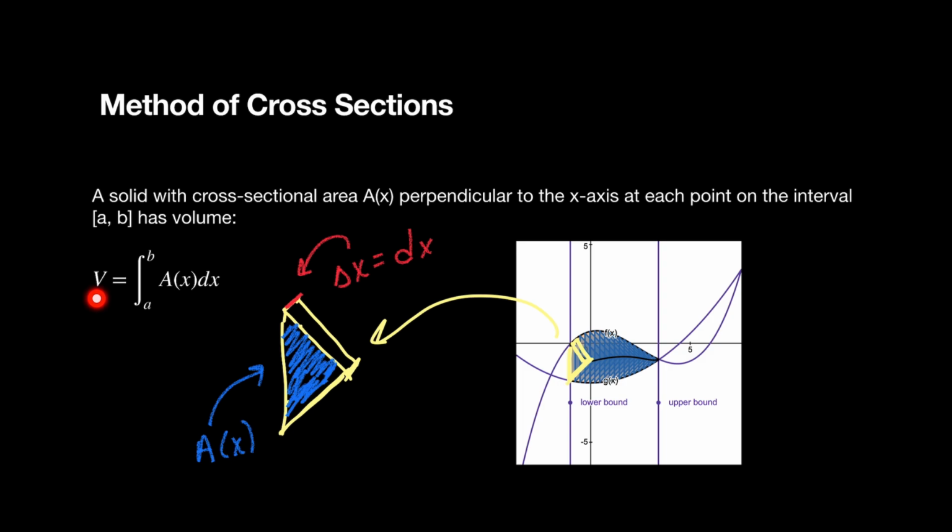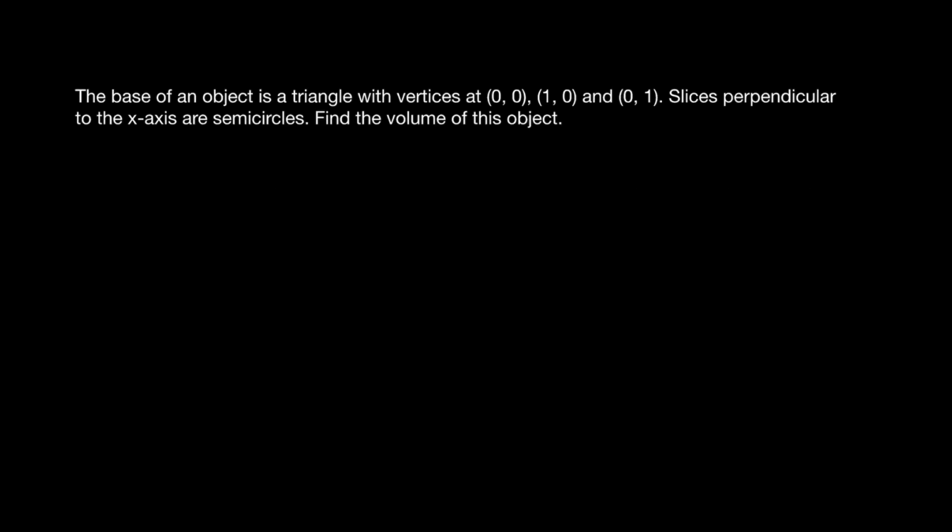So the volume of this object is going to be the integral of A of x dx. Again, the idea is this integral is adding up the volume of each of these slices. And we'll integrate from x equals a, where we're starting, to x equals b, where our object is stopping. So let's see how this works by looking at an example.